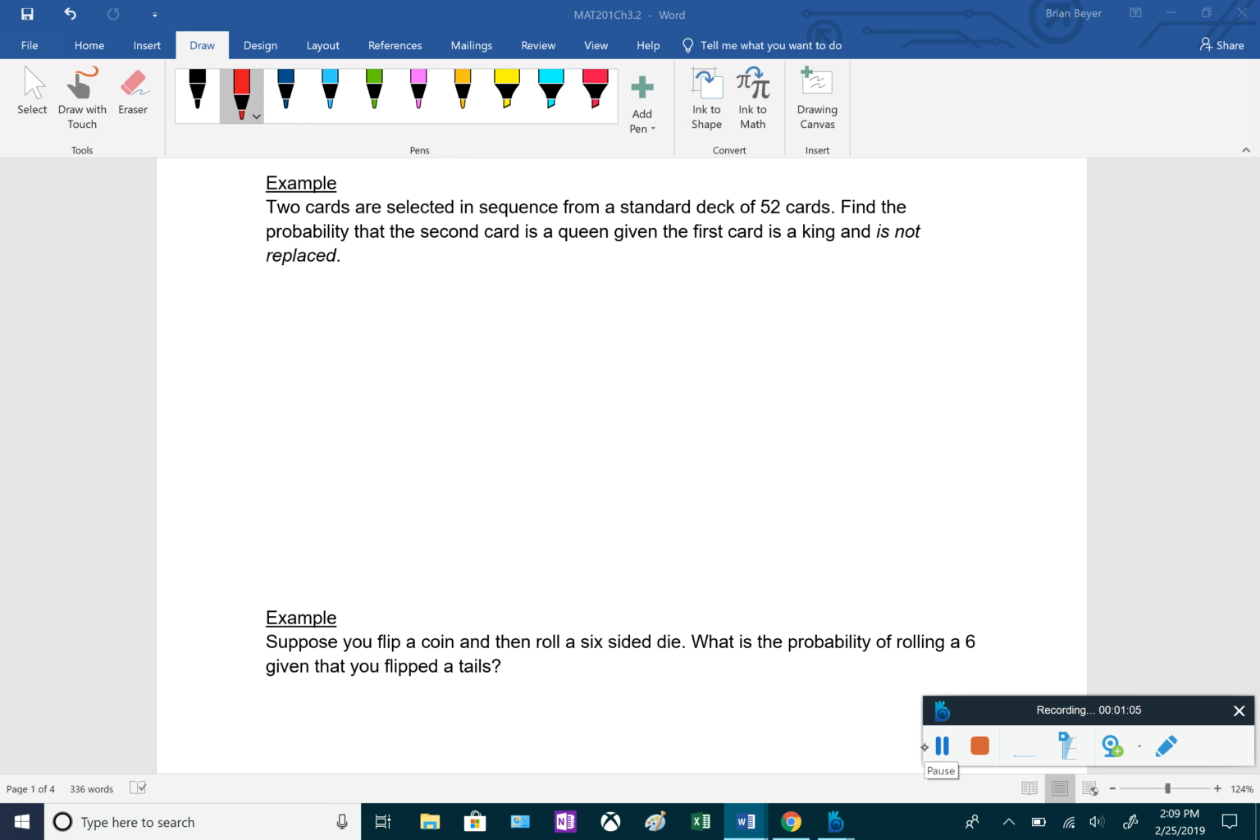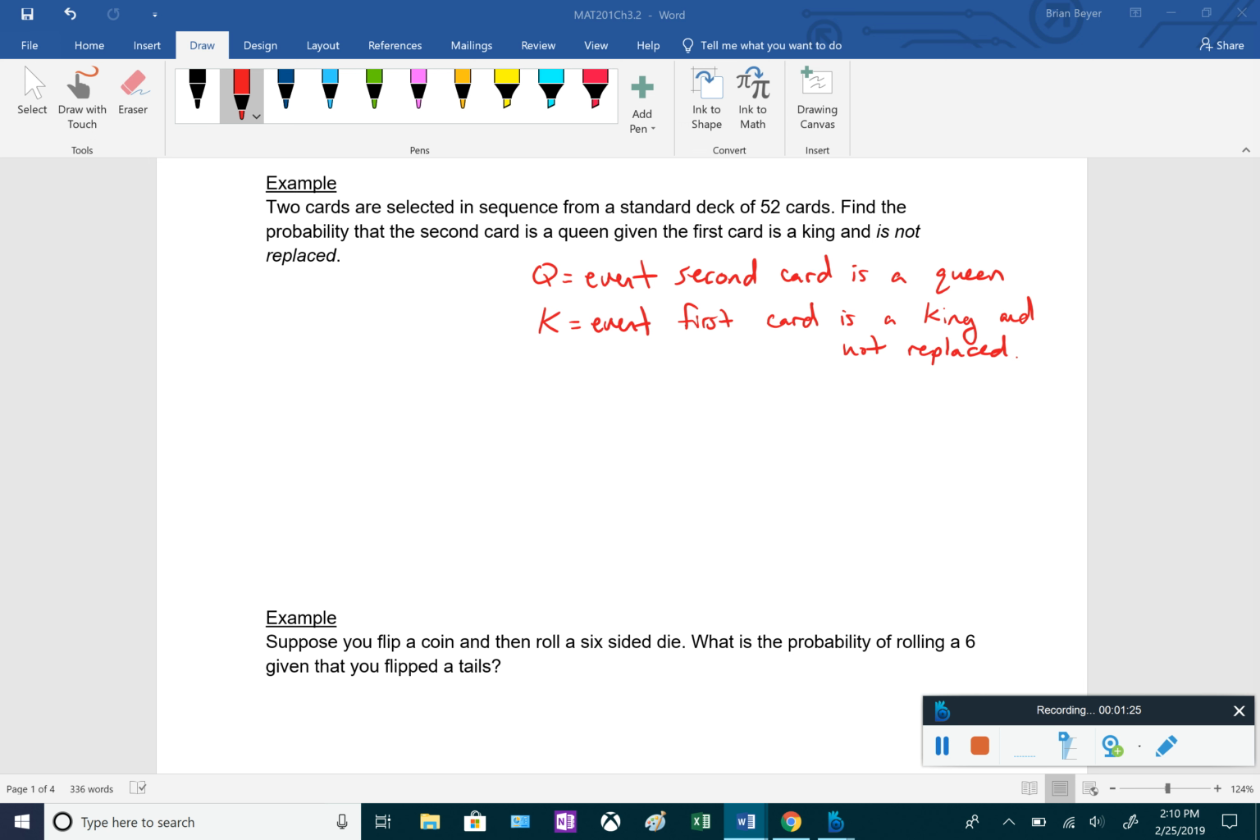I'm going to let Q equal the event the second card is a queen, and K be the event the first card is a king and not replaced. So what we're looking for is the probability of Q given K. We're looking for the probability the second card is a queen given that the first one was a king and it was not replaced.